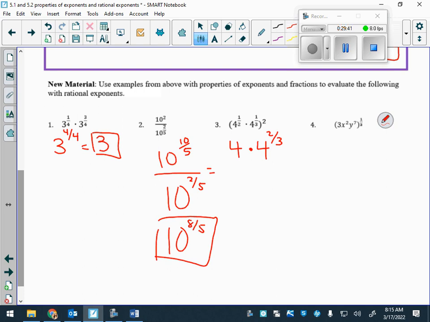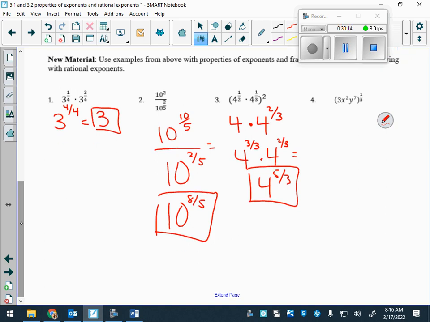Yeah, Camille. Because that exponent's attached. Go ahead, Tyler. How did you get the 5 over 3? What did you do? Excellent. Good. Nice job, Todd. Good job. Okay. Does everyone see how we got 4 to the 5/3? Yes? Okay. Now for number 4.